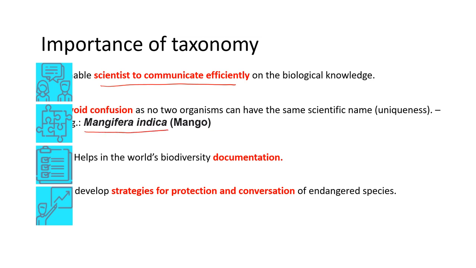And then the third importance or significance of classifying organisms is to help in the world's biodiversity documentation. And the last significance is that it develops strategies for protection and conservation of endangered species.